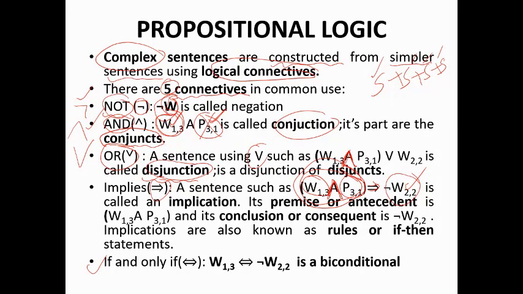It is called implication, implies. Its premise, or antecedent, that's a complex word, and its conclusion or consequent is negative, the same thing, don't worry about this one. Implications are also known as rules or if-then sentences. I will explain this later. And if and only if is another one. Sometimes it is called equivalent, or biconditional. There are many names for this symbol: if and only if, biconditional or equivalent. Let's say this sentence is equivalent to negative this sentence.